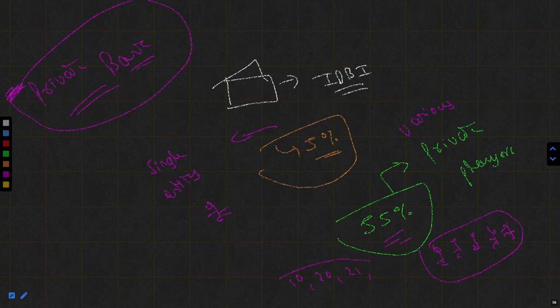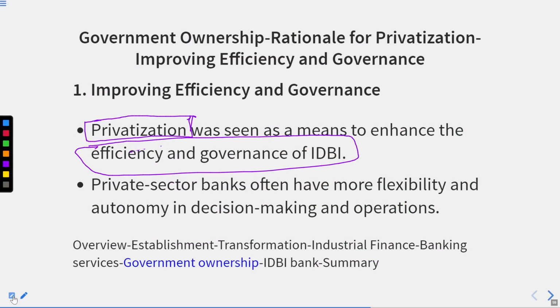All right. So if you compare these things, you will find that the government is the single entity in the IDBI ownership which holds the maximum stake. That's why it is called the government bank. Okay. Now let's move forward.